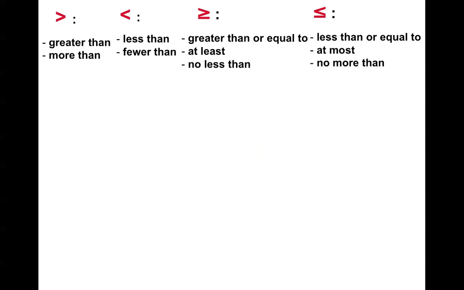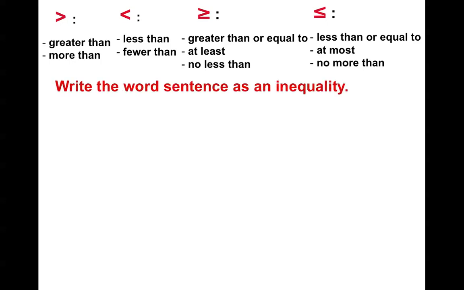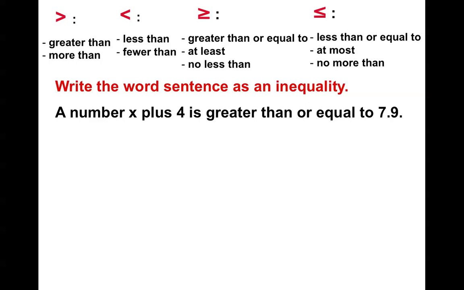Here are the definitions from the previous page. So, what if I wanted you to write a word sentence as an inequality, and I gave you this problem? A number x plus 4 is greater than or equal to 79. Well, if you know your definitions, all you need to find out is greater than or equal to. Where is that up top? Oh, there it is. That means my number x plus 4 would be greater than or equal to 79.